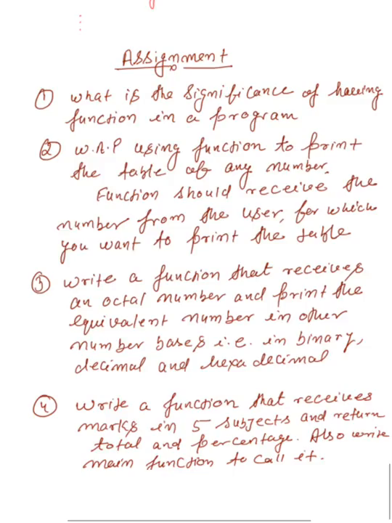Now you see some assignments I'm giving to you. The first assignment is: what is the significance of having functions in a program. The second is: write a program using a function to print the table of any number. You have to pass the number through the function, and it will print the table of that particular number, but through the function only. Then the third and fourth questions, just go through them, do these assignments, and send them back. Thank you very much.